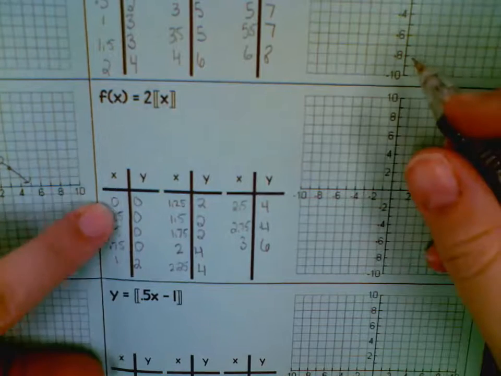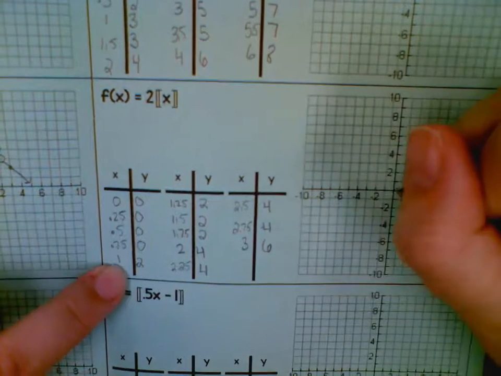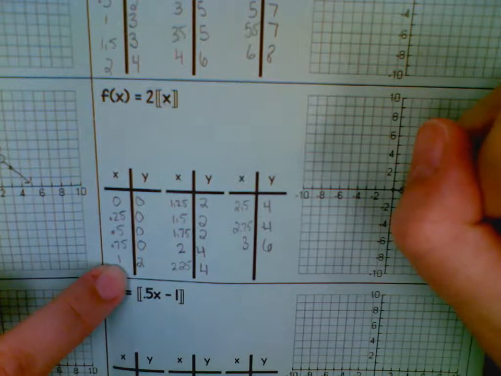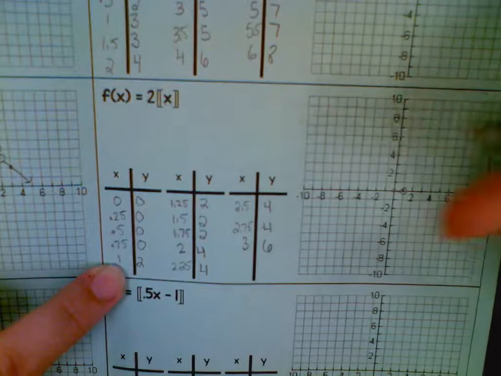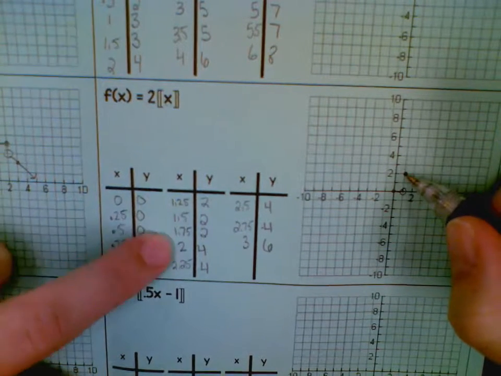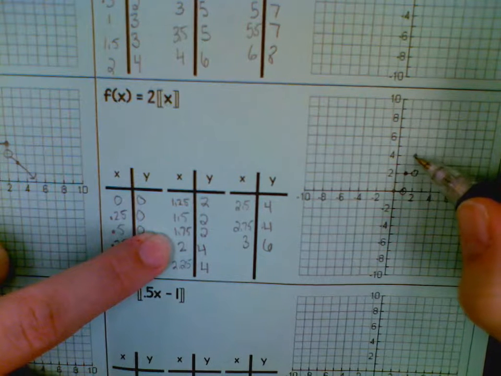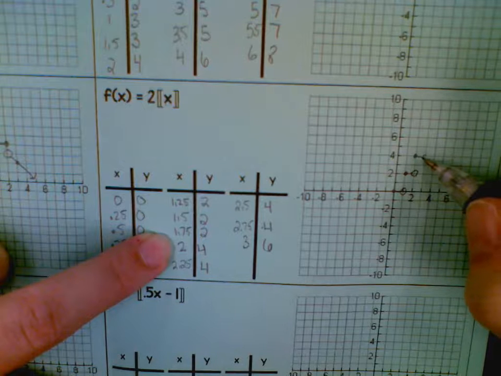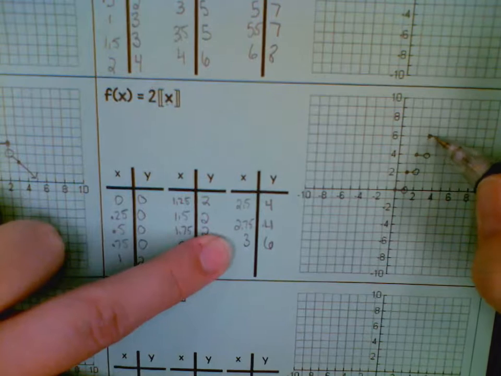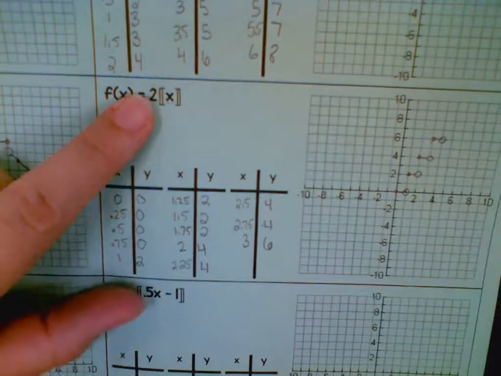So from 0 all the way up to 1, we stay at 0. But then at 1, we jump all the way up here to 2. And then from 1 all the way to 2, we stay there. And then at 2, we jump up to 4. And then at 3, we jump up to 6. Okay, so as you can see, with the 2 in front, that makes the space between them bigger.